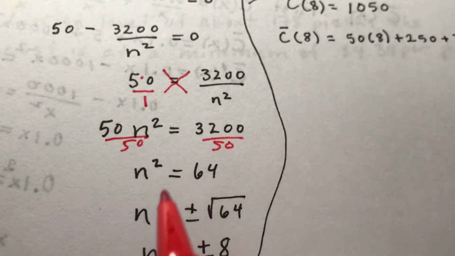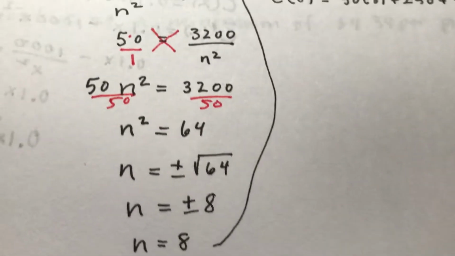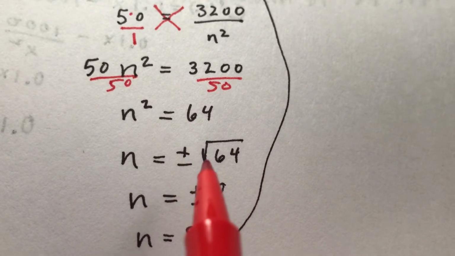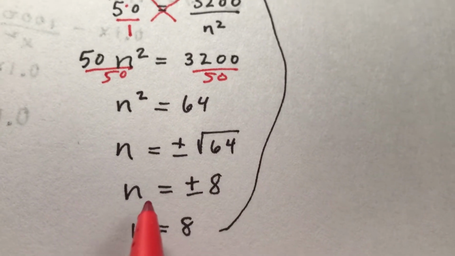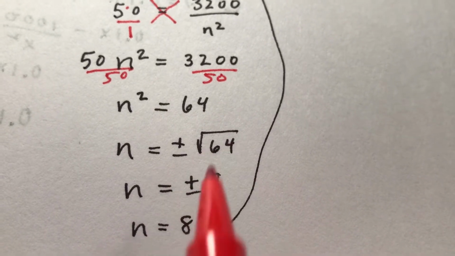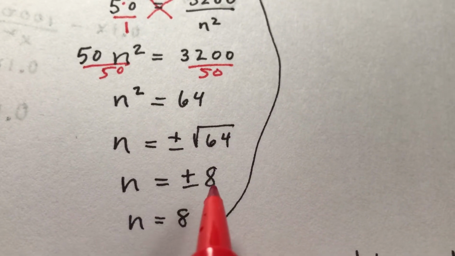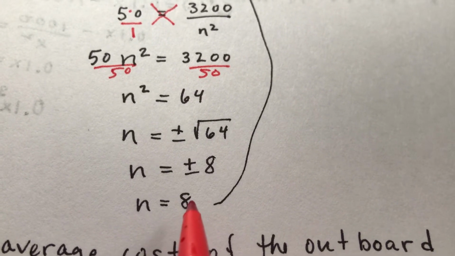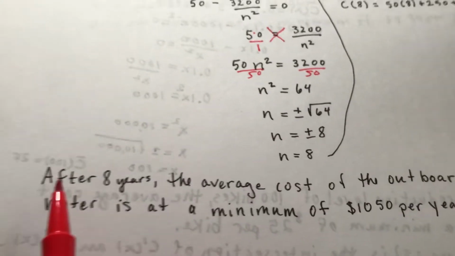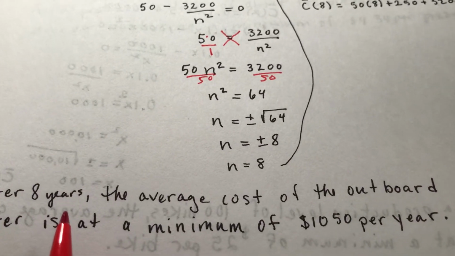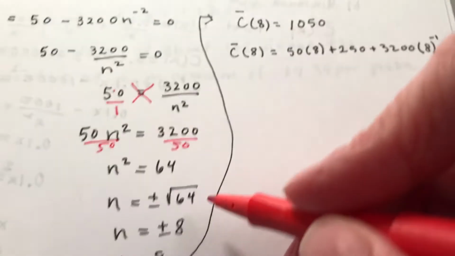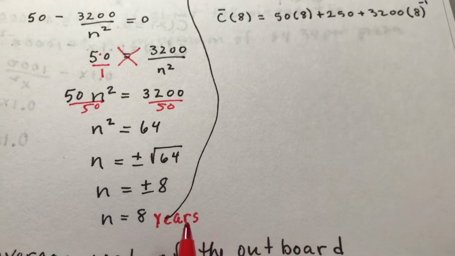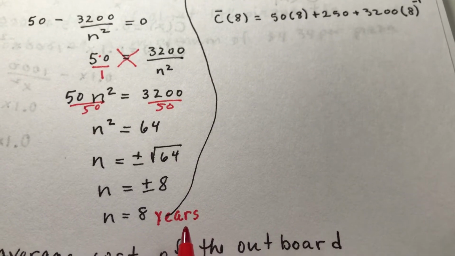So work along with me. Pause this if you need to make sure you're getting exactly what I'm getting. And then when you take the square root, you should have a plus or minus here. Now n equals plus or minus 8. The square root of 64 is 8. And since we're talking about a number of years, we're just going to use the positive. So this is the critical value. And so after 8 years, that's what this is giving us: after 8 years, we've found our minimum average cost.